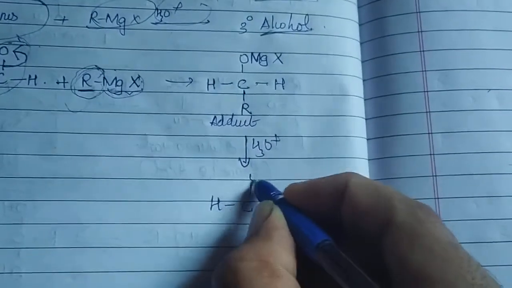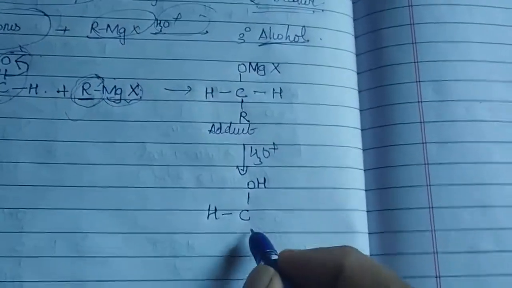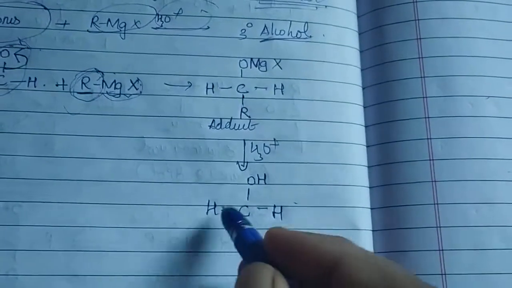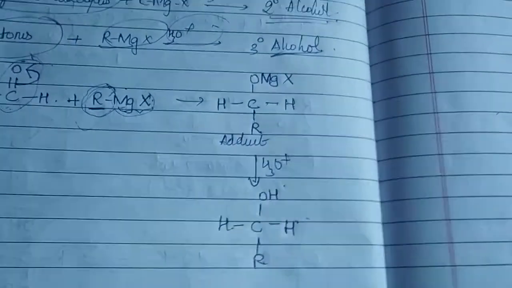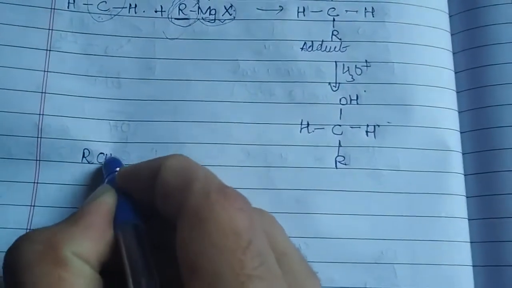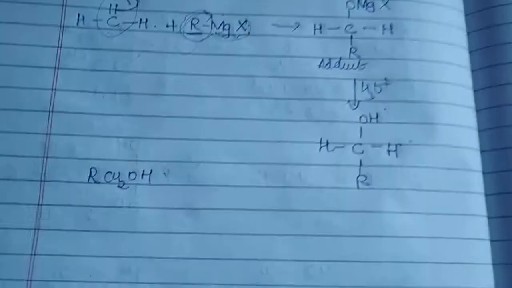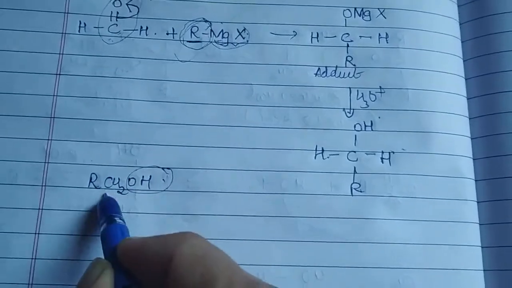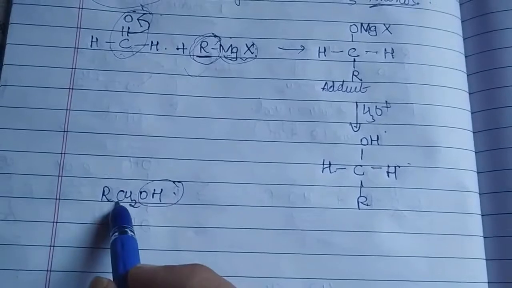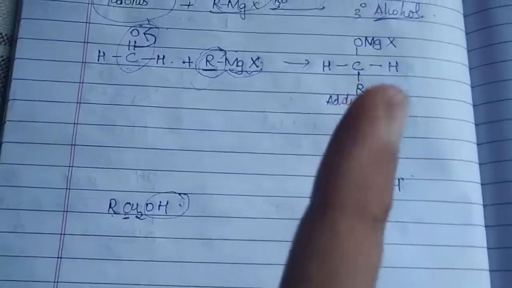So OMgX goes to the OH part, and R and H. So what are you going to get? RCH2OH. If I am going to write this equivalently, RCH2OH, where our hydroxy group is attached to the primary carbon atom, right? What does primary carbon atom mean? The carbon which is bonded to another single carbon atom.